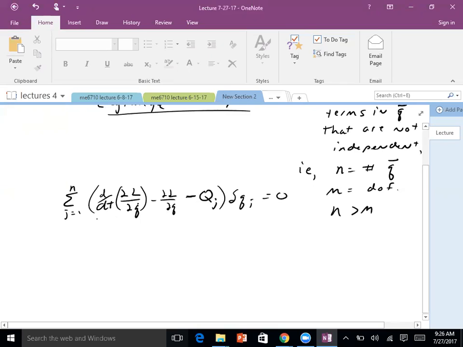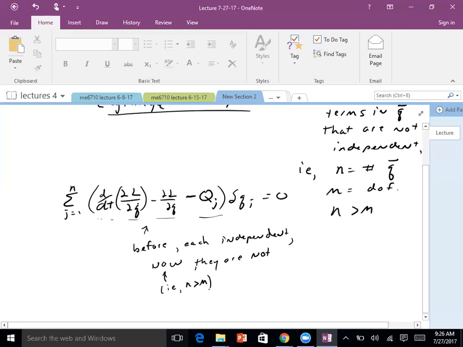So before, when these are independent, we could say that equals 0. You had that in your notes. I just lost my notes from Tuesday. Before, we said those were each independent. Now they're not. And by now, I mean, i.e., n is greater than m. You have more coordinates than degrees of freedom.